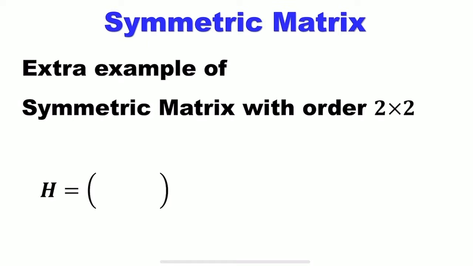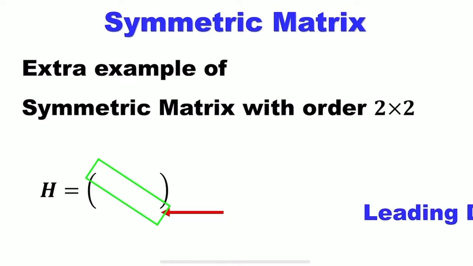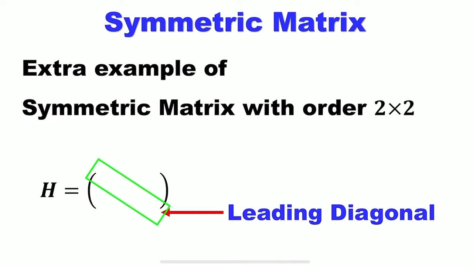Another example, this is a matrix H. This is our leading diagonal, and the entries of the leading diagonal are 7 and 10. Let us take a look at row number 1, column 2, which is H12. The entry is equal to -7, where this value reflects along the leading diagonal, and it is equal to H21.